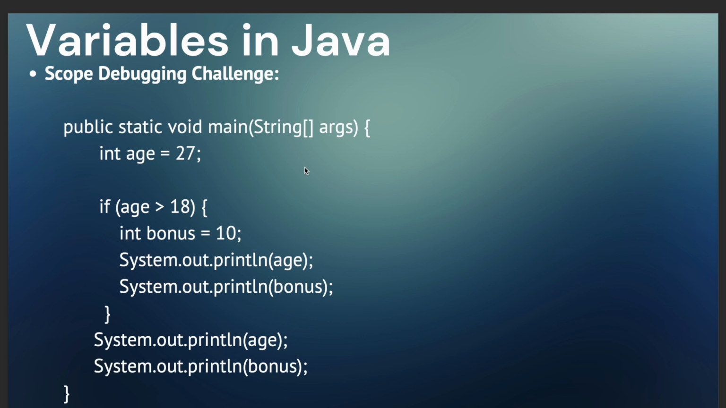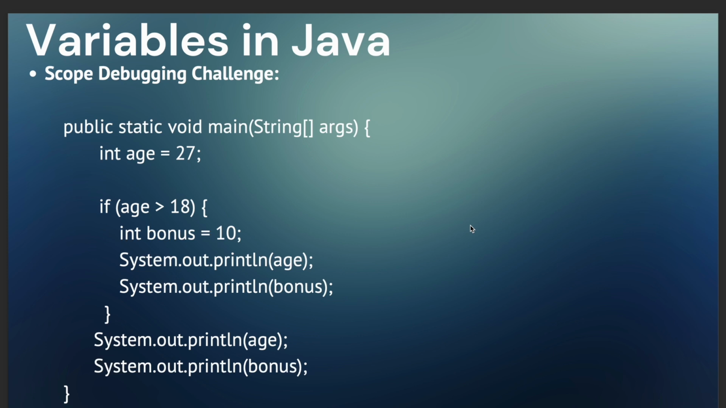Which line causes an error? Pause the video and think. I am showing this challenge on a slide rather than in IntelliJ because IntelliJ immediately highlights the error in red, which would spoil the answer. Let's check the answer. The final line, System.out.println(bonus), fails to compile with a cannot find symbol error because bonus does not exist outside the if block.